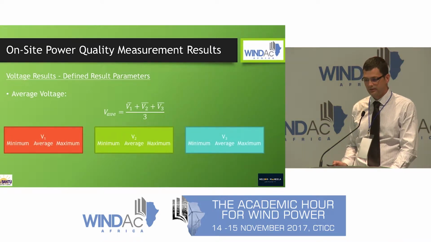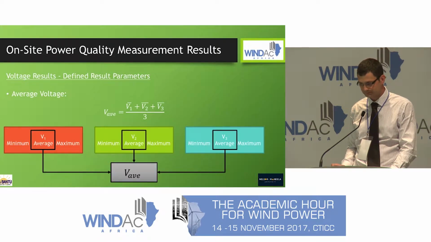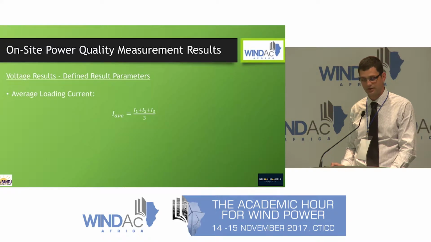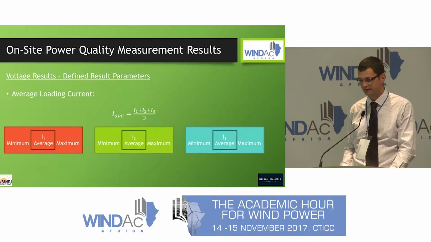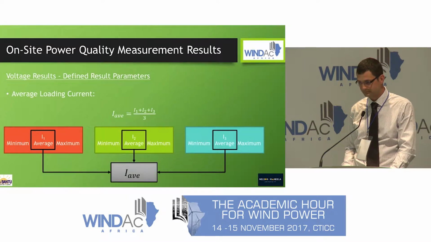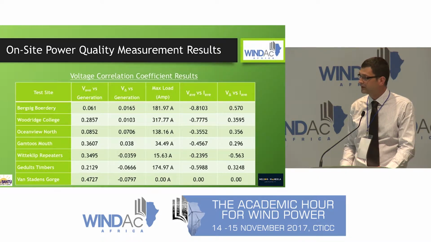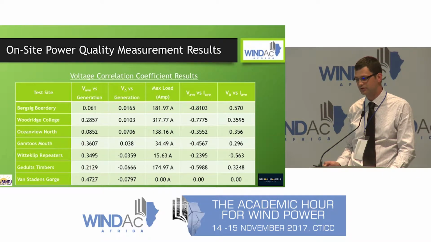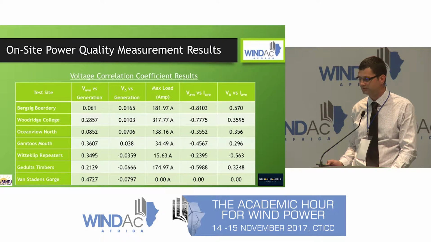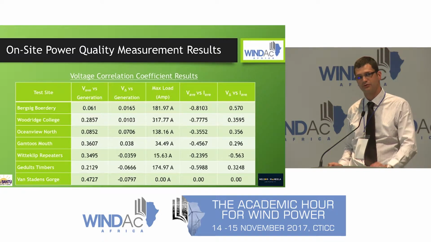being the 10-minute average voltage for each phase, and taking the average of that. Second one, the average current. Again, taking the average current within that 10-minute period and taking the average between the 3 phases. So now I've got average voltage, average current. Now, doing correlation between these values, you'll see in this first one, I took the average voltage versus generation, and I correlated the values through all the data sets.